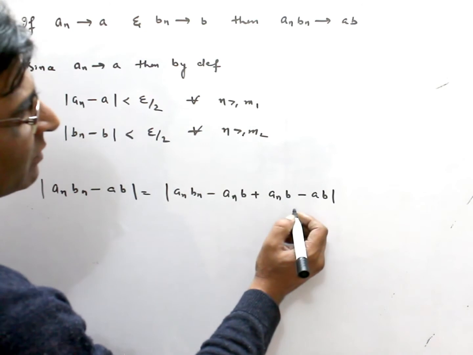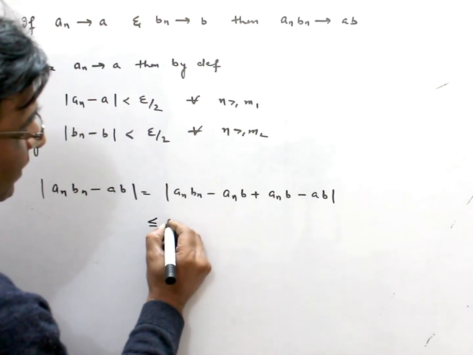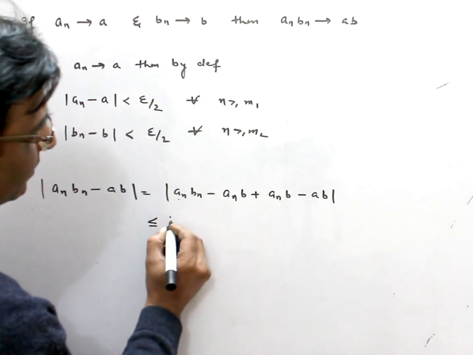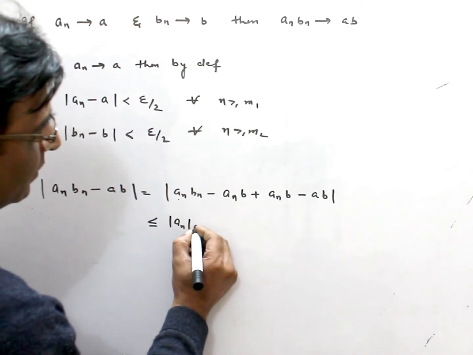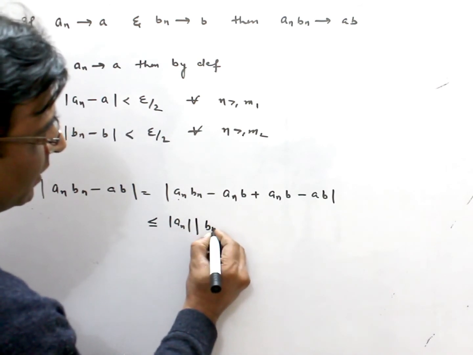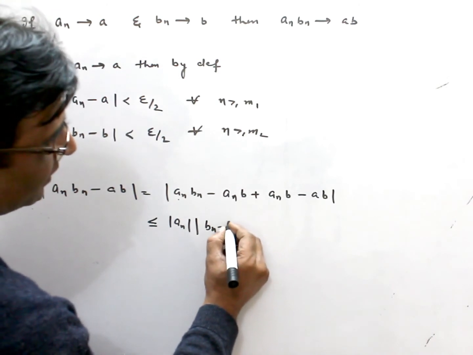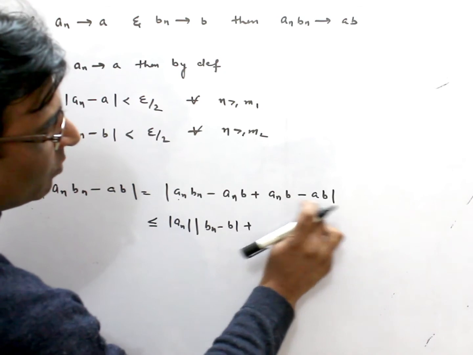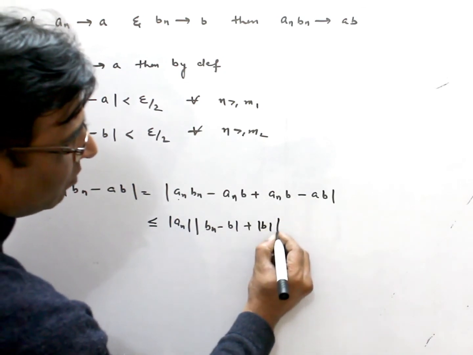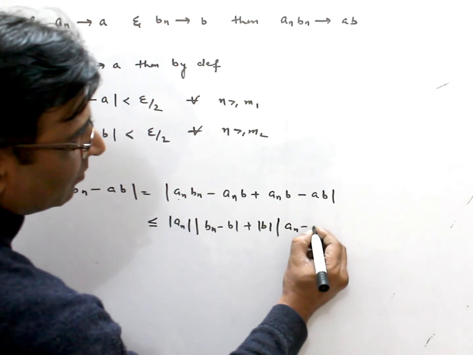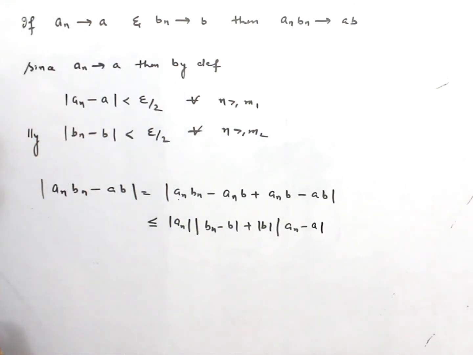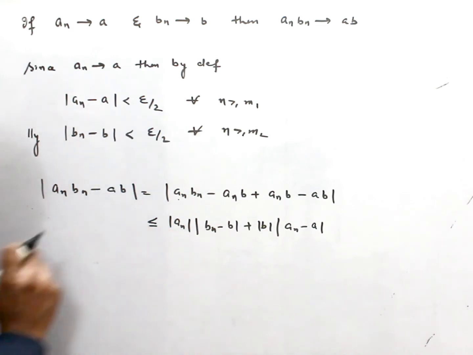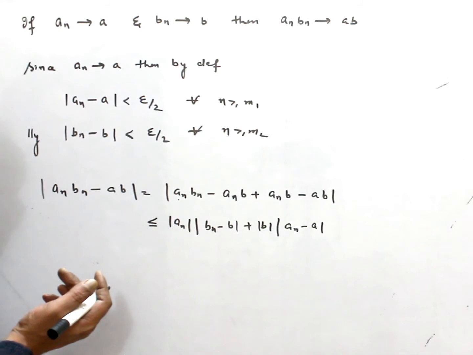Now by triangle inequality I can write this: I take a_n common, a_n times (b_n minus b) plus, from here I take b common, (a_n minus a). Now here we need one more result, that this is bounded. Every convergent sequence is bounded.